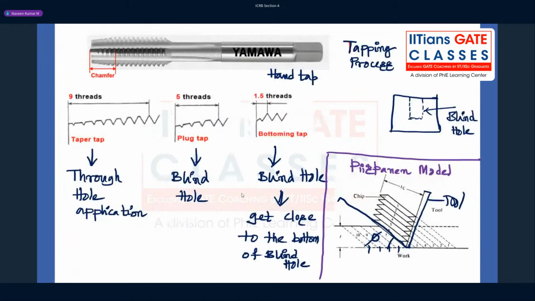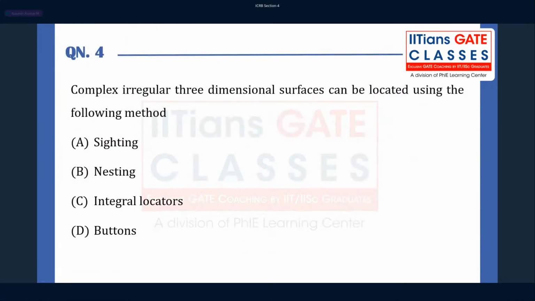Okay. So next, complex irregular three-dimensional surfaces can be located using the following method. This again comes under the principle of locations. How you locate a material, place it and fix it. Jigs and fixtures. There you'll be discussing all these things. Generally, in the GATE syllabus or a normal examination syllabus, they just say jigs and fixtures, but they won't discuss all this sighting, nesting, buttons and all. They won't discuss in depth.